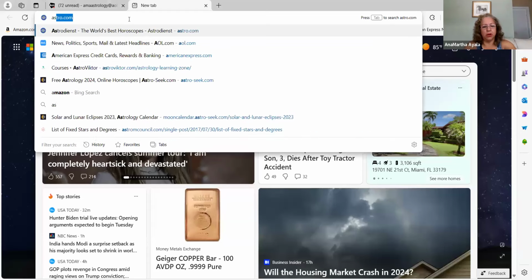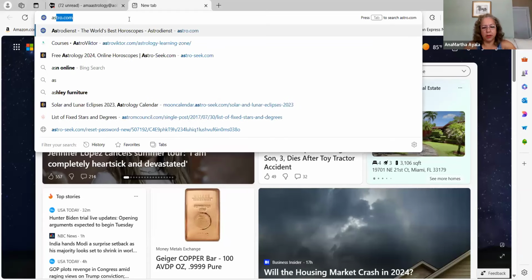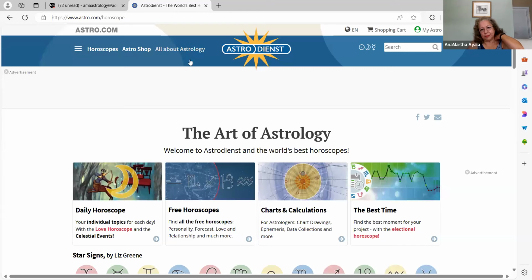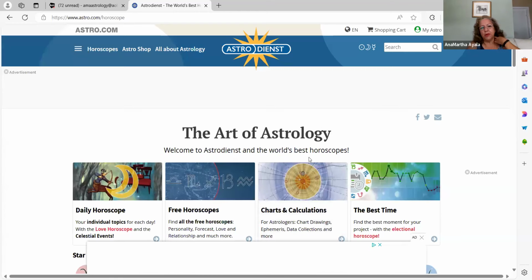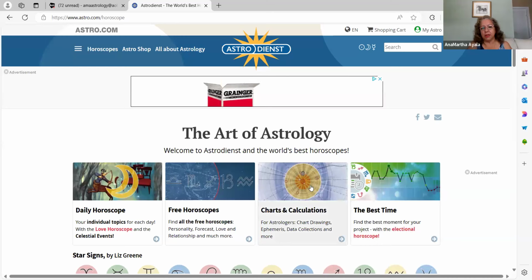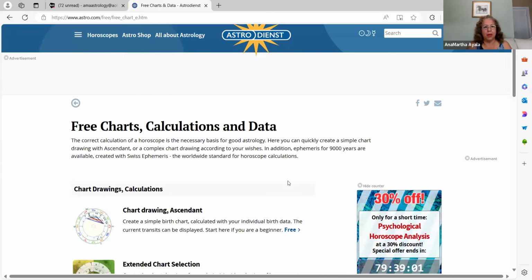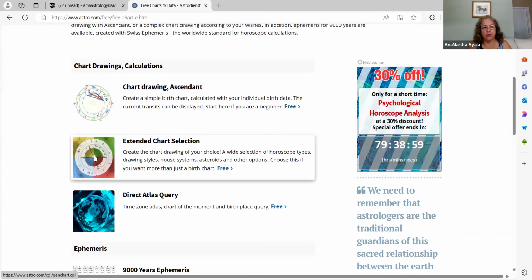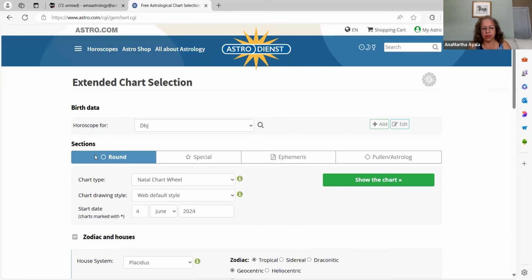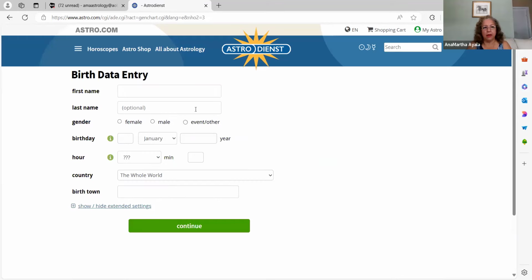So like I said, I wanted to start from the basics. So let's go and share the screen. And then I'm going to show you how to set your chart up. I go to astro.com. And over here, let me get this. You click there, you go to the extended chart selection, and then you click on add.